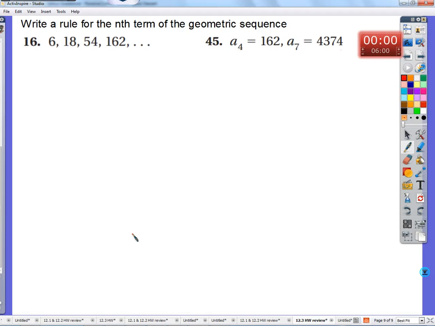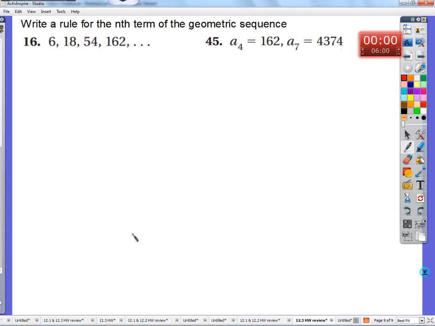So these are geometric sequences. This would make sense since we're in the section about geometric sequences. It says they're geometric sequences. Also, let's confirm it's a geometric sequence. Well, at least that this one is a geometric sequence. I'm just going to have to take my word for it on this one.